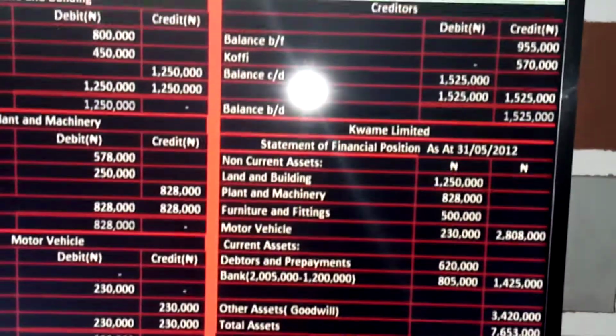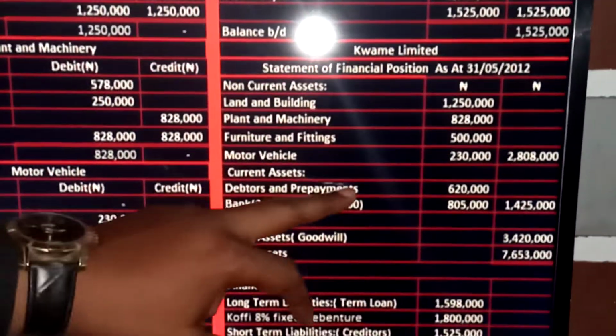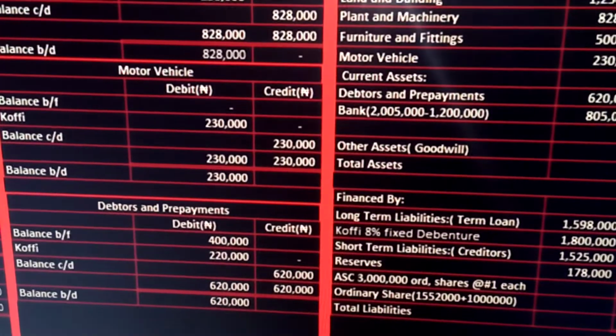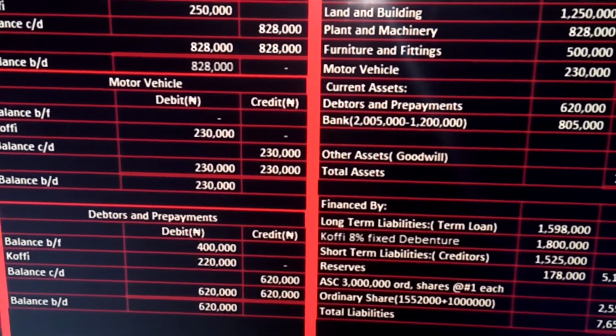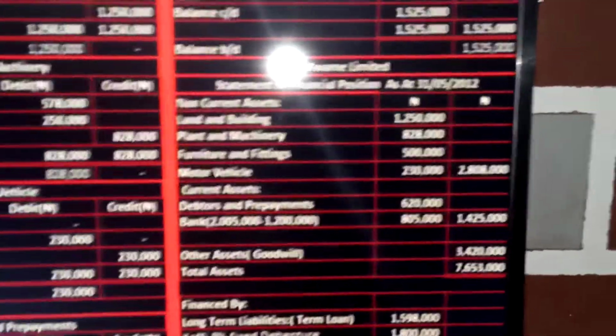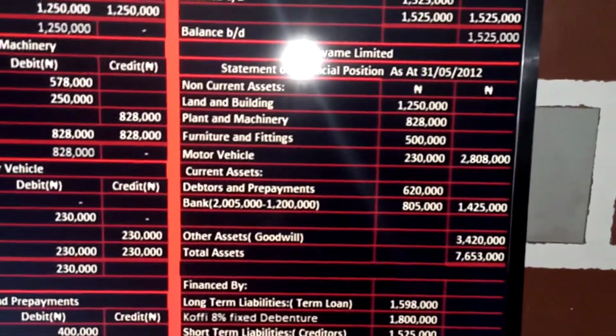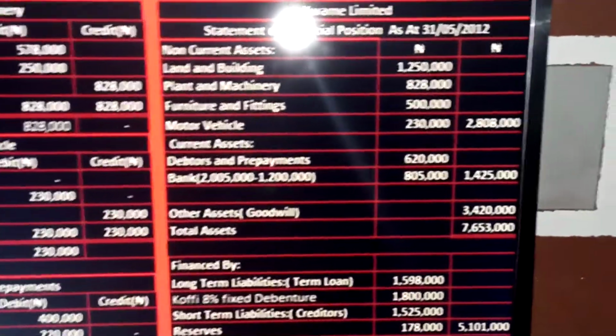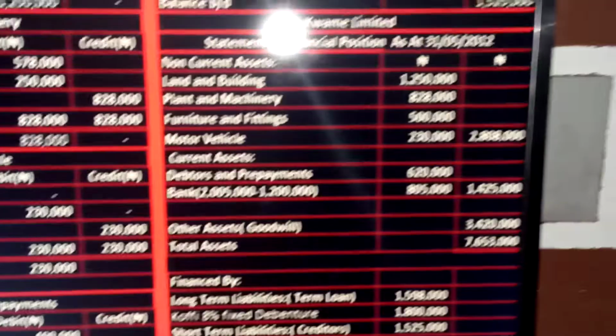So the current asset taken over, new value for debtors and prepayment is 620,000. Remember, there was an adjustment because the debtor in Kwame's book is 400,000. The debtor in Kofi's book is 220,000. When you add together, you have 620,000. So the bank now we reduce because we paid Kofi in cash.